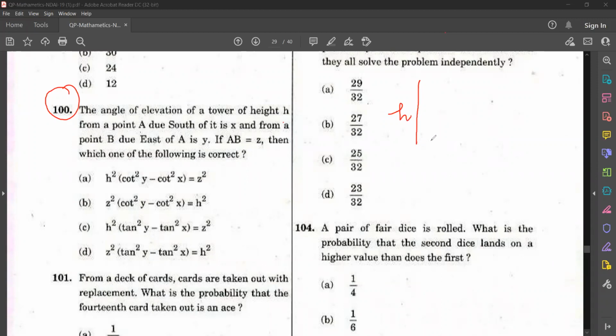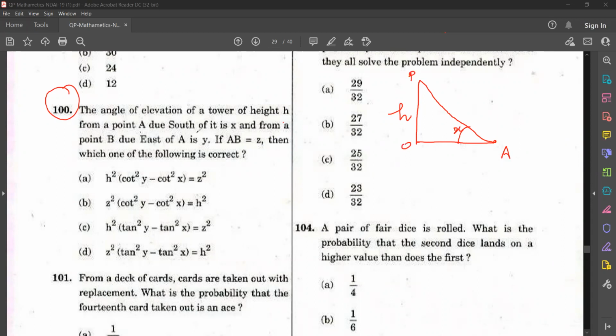And from a point A due south. So three-dimensionally it is difficult to draw, isn't it? So I'm just marking a point A that is due south. And from a point due south, let the point be anywhere. The angle of elevation will be marking like this, isn't it? Angle of elevation, they have given x. Suppose I'm calling this as P.